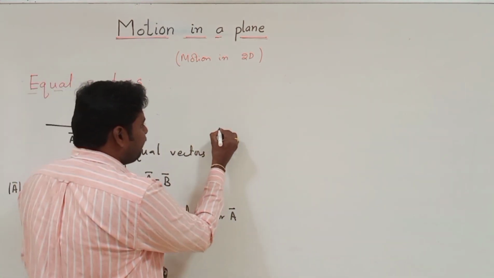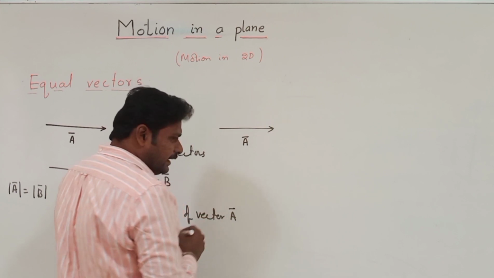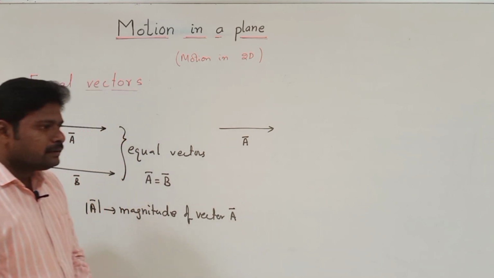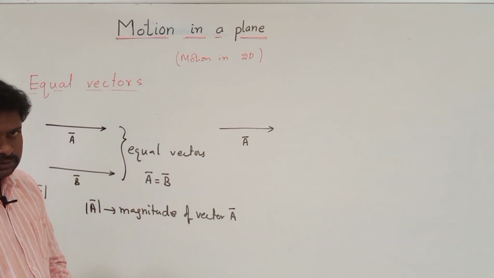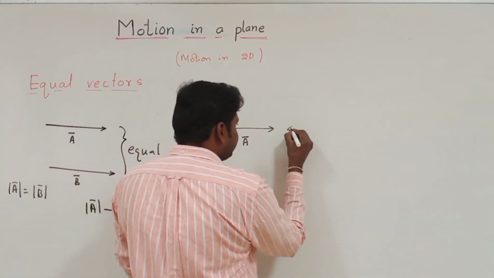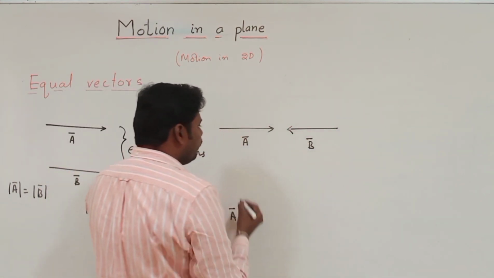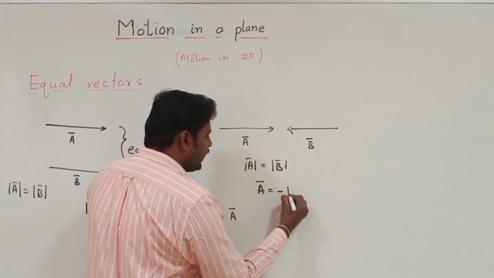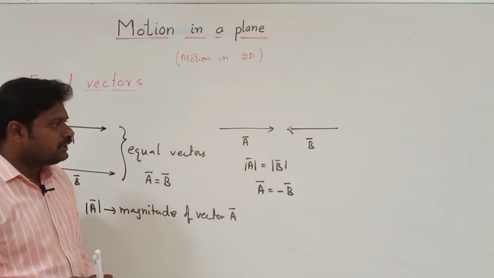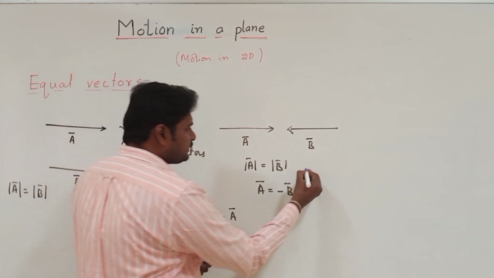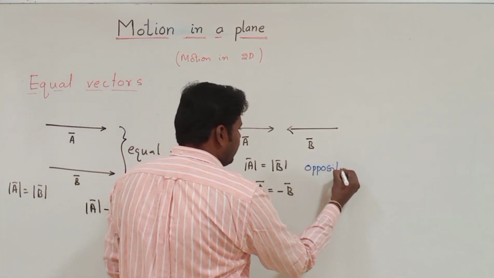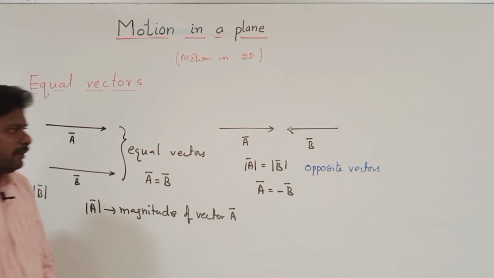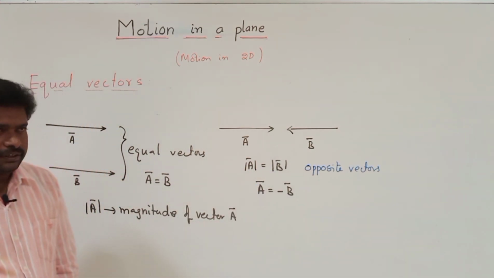Similarly, we can understand it this way: a vector A is there, let's say a displacement of 3 meters in the east direction, and a displacement of 3 meters in the west direction. What is happening here? Mod A is equal to mod B, but vector A is equal to minus vector B. So here A and B are called opposite vectors. The magnitudes are the same but the direction is different.